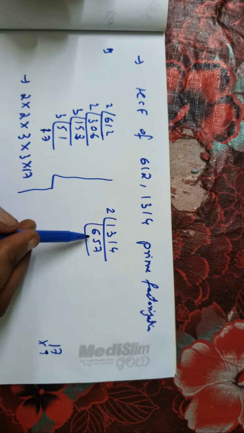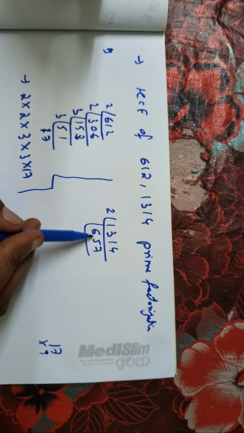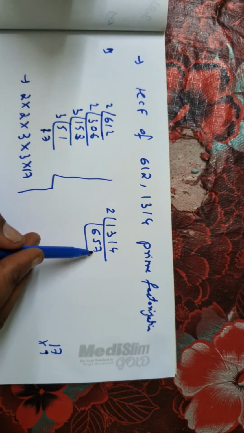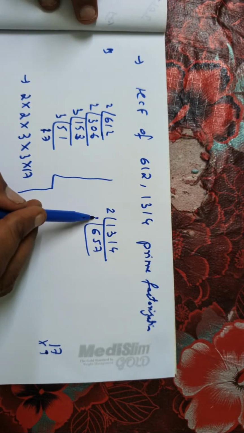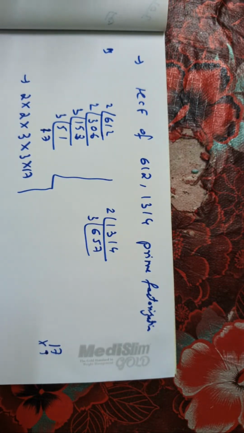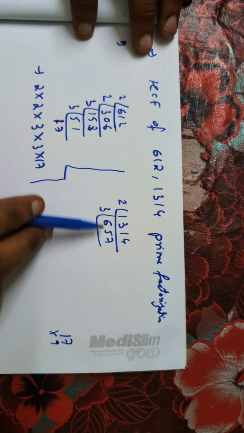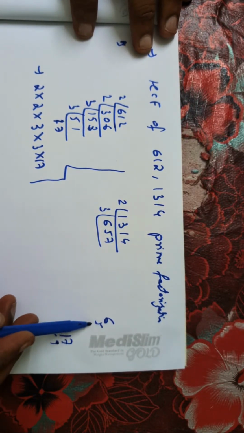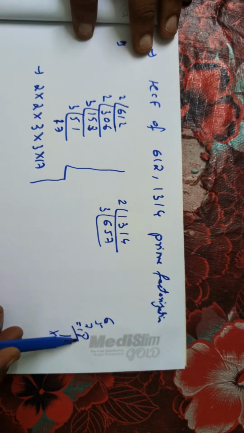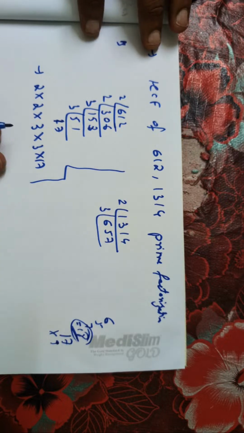Okay, 657. 6 plus 5 is 11, 11 plus 7 is 18. So it is divisible by 3. What is the divisibility rule of 3? If the sum of all the digits is divisible by 3, then the whole number is divisible by 3. Here 6, 5 and 7: 6 plus 5 is 11, 11 plus 7 is 18. 18 is divisible by 3, so 657 is also divisible by 3.